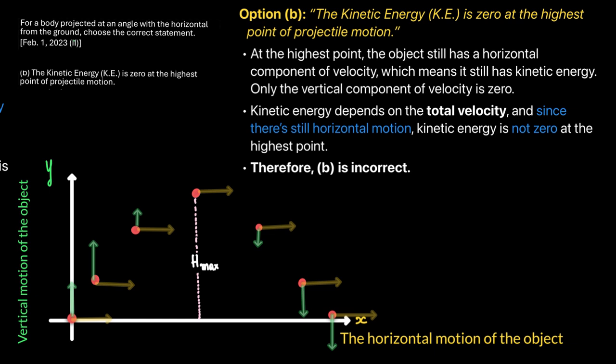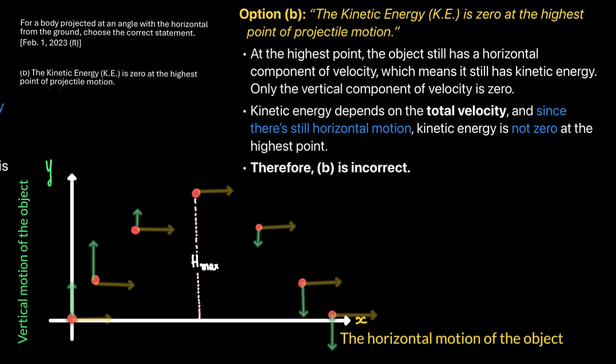At the highest point, the object still has a horizontal component of velocity, which means it still has kinetic energy. Along which direction? Of course, along the horizontal direction. Only the vertical component of velocity is 0. Kinetic energy depends on the total velocity, and since there is still horizontal motion, kinetic energy would not be 0, and therefore the statement is incorrect. Let us try to understand that mathematically and graphically.